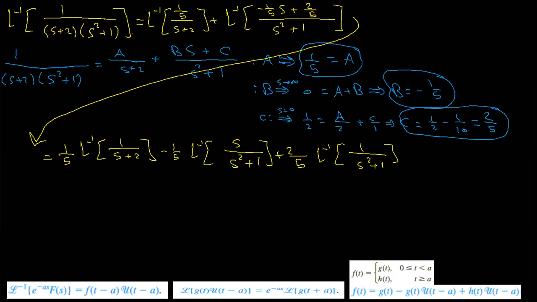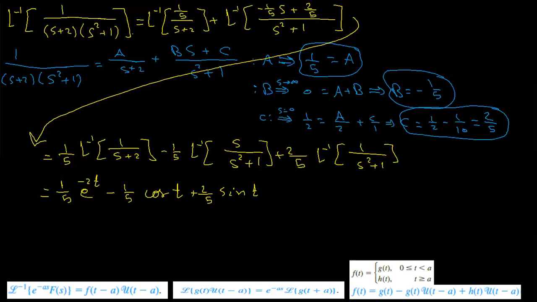Now, can anyone of you remember the inverse Laplace of this function? e to the power of negative 2t, you are right, minus 1 over 5. What do you think about this? Cosine t. Cosine t, great. What do you think about this? Sine, right, sine of t. So we found the inverse Laplace of the first fraction.